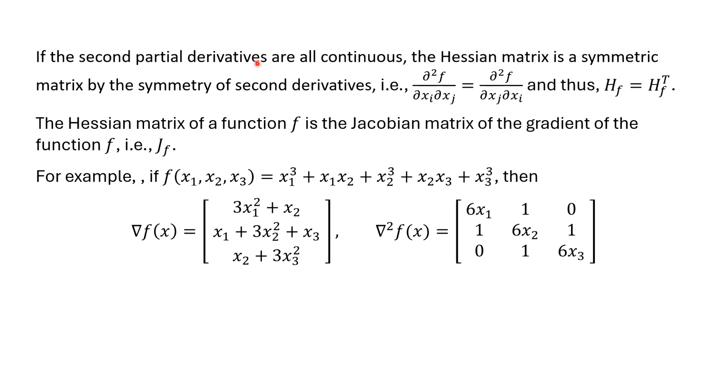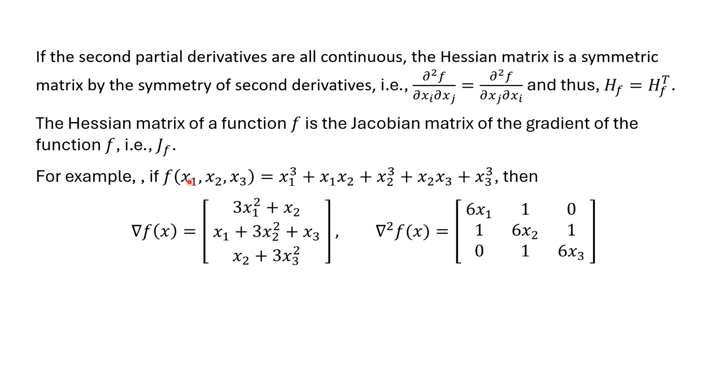If the second partial derivatives of a function are all continuous, the Hessian matrix is a symmetric matrix by the symmetry of the second derivative. This is a general result. The order can be shifted here and you still have equality. That implies that the Hessian equals its transpose. The Hessian matrix of a function f is the Jacobian matrix of the gradient of the function, and we'll use that fact in our example.